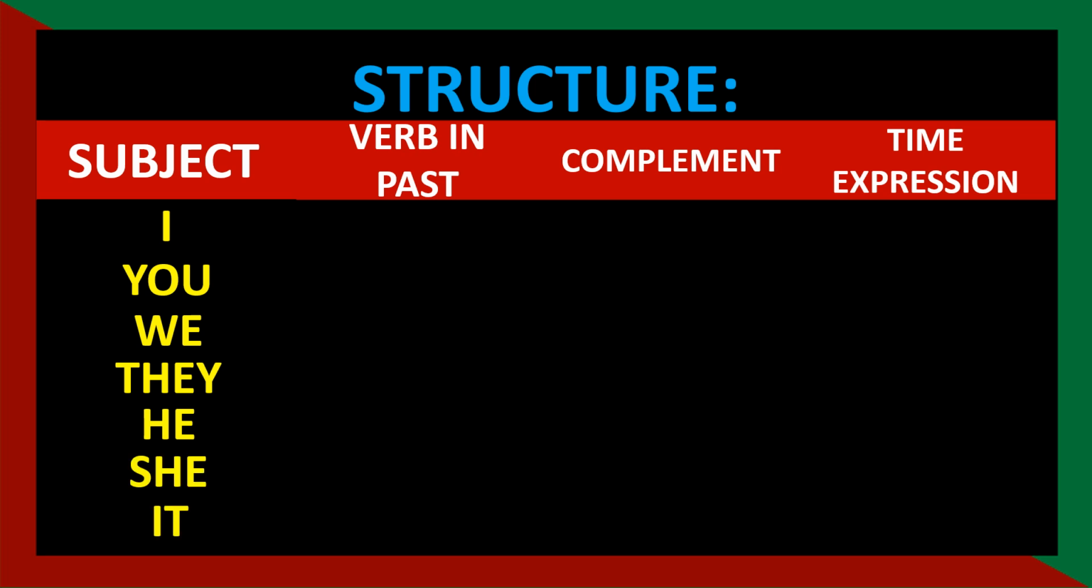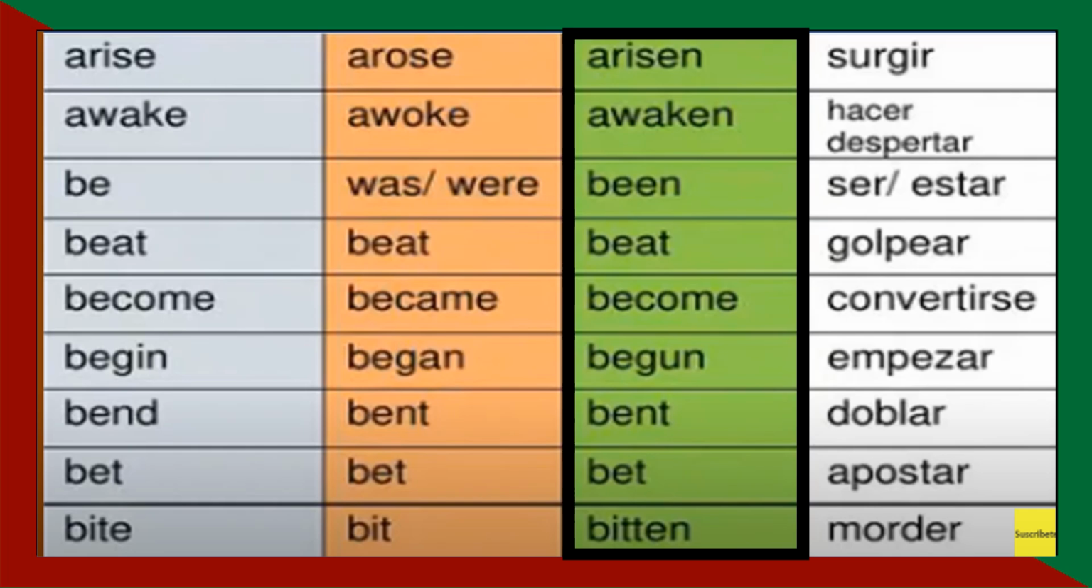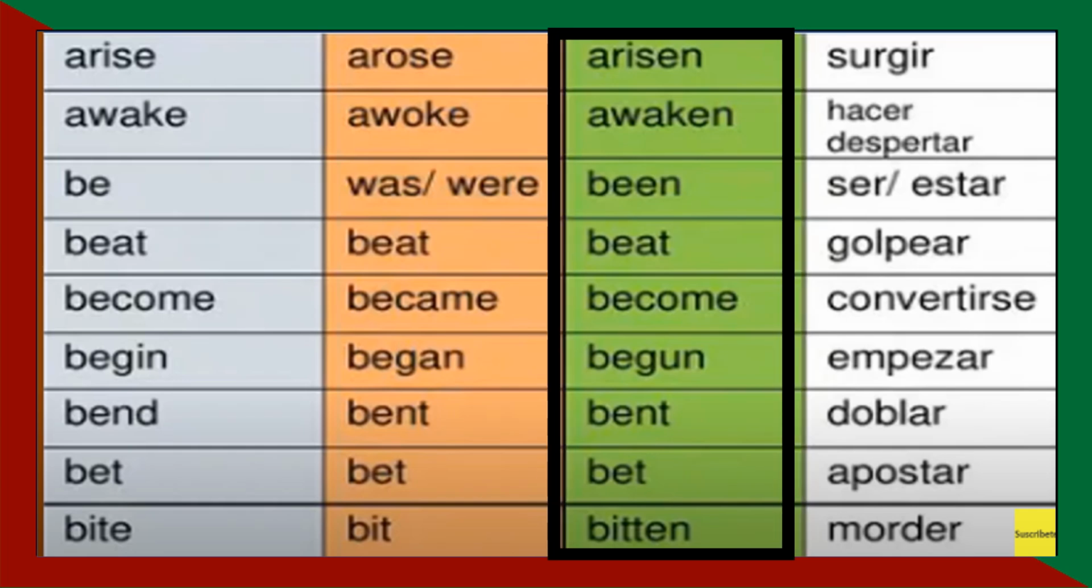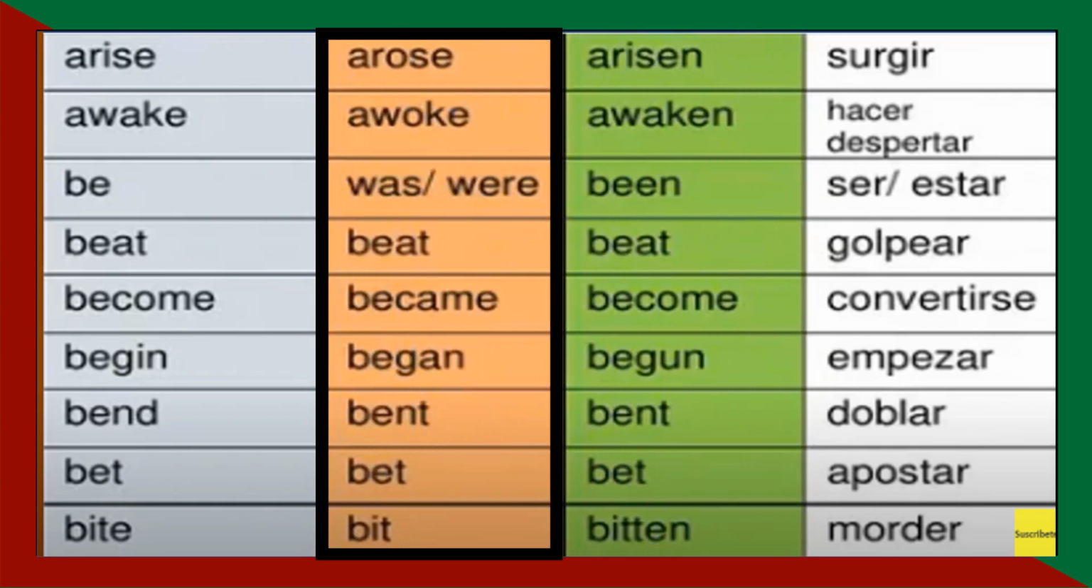The next thing to write is the verb in past. Okay, the verb in past is here. This is the verb we should resort to. Those are the verbs we should use in this tense. Okay, let's go on.